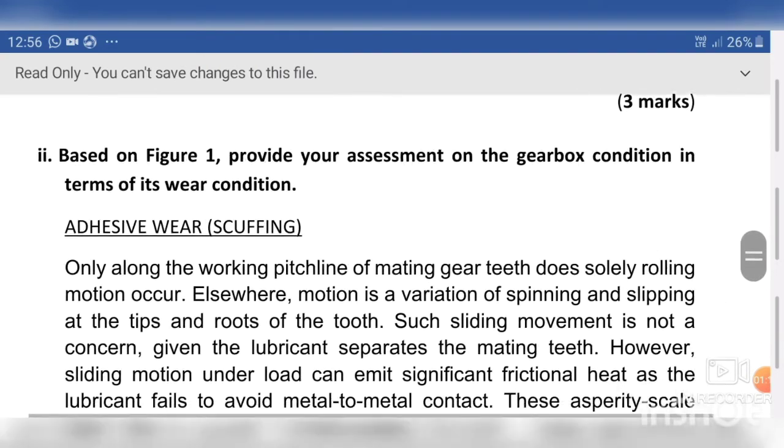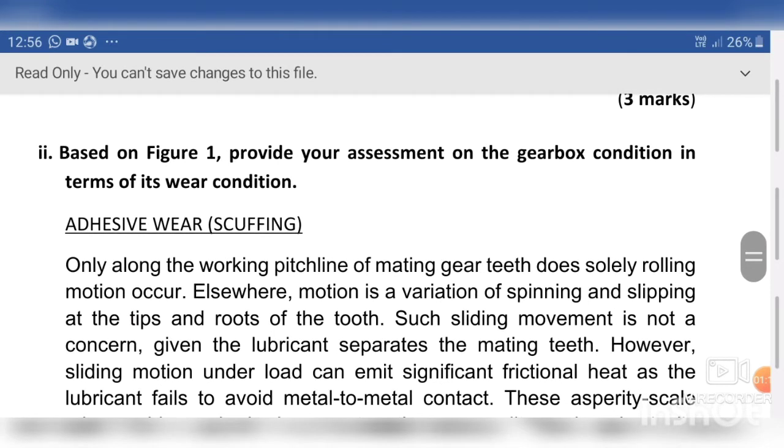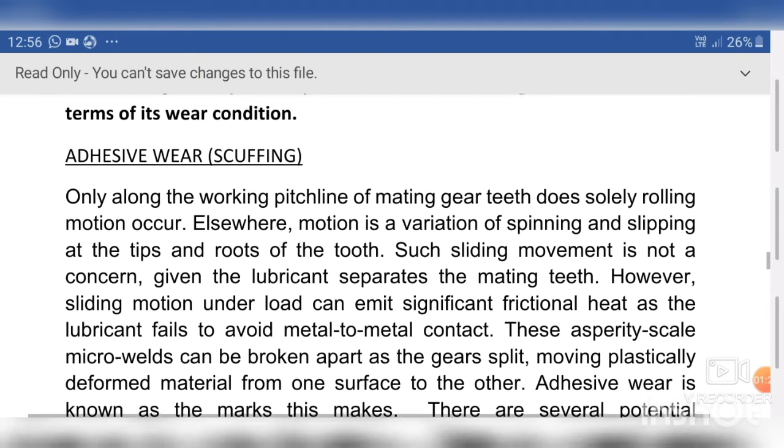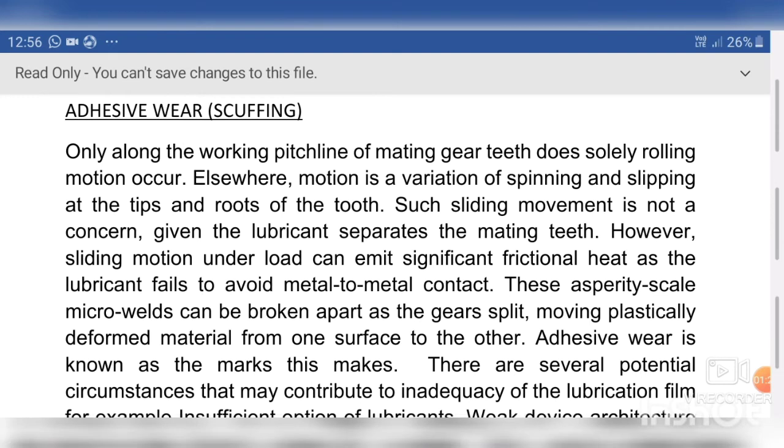The second question, based on figure 1, asks to provide your assessment of the gearbox condition in terms of its wear condition. Figure 1 shows scuffing, which is adhesive wear. Only along the working pitch line does soft rolling motion of the mating gear teeth occur. Wear motion is a variation of spinning and slipping at the tips and roots of the tooth.